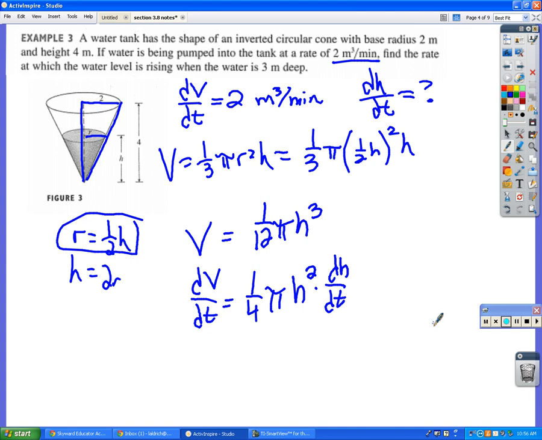Is it 3 or 4? It says when the water is 3 meters deep, so you use 3. Okay. So we're going to plug in 2 for dV/dt. We're going to plug in 3 for h. And then solve that for dh/dt.